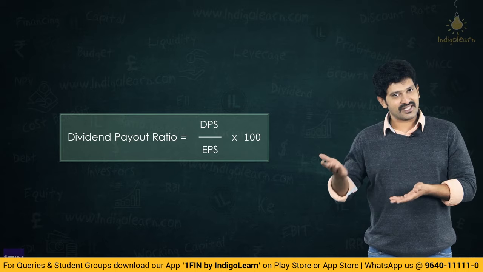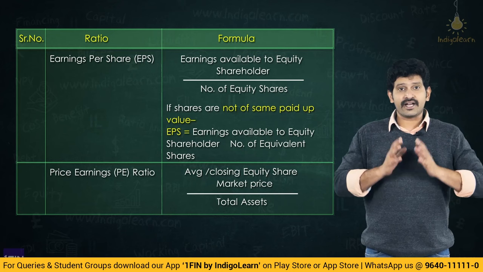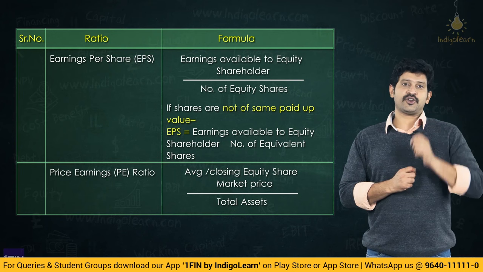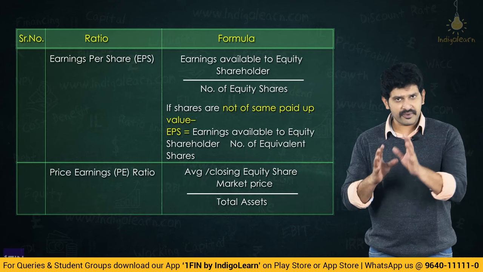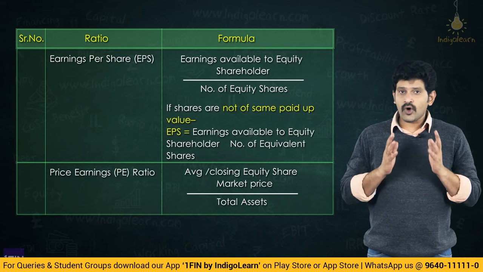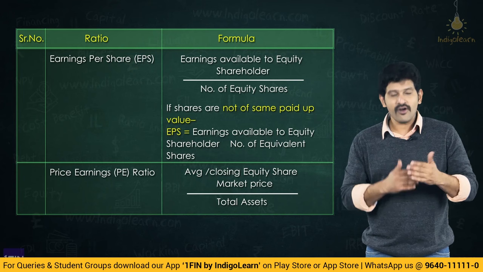The next one is PE ratio. This is a very, very important indicator of the performance of the company. What is PE ratio? MPS, that is the market price per share, divided by the earnings per share. Say, for example, the market price per share is some 40 rupees, and if the EPS is some 10 rupees per share, then what is our PE ratio? 4 times. Therefore, higher the ratio, it is the indicator of a better performance of the company.